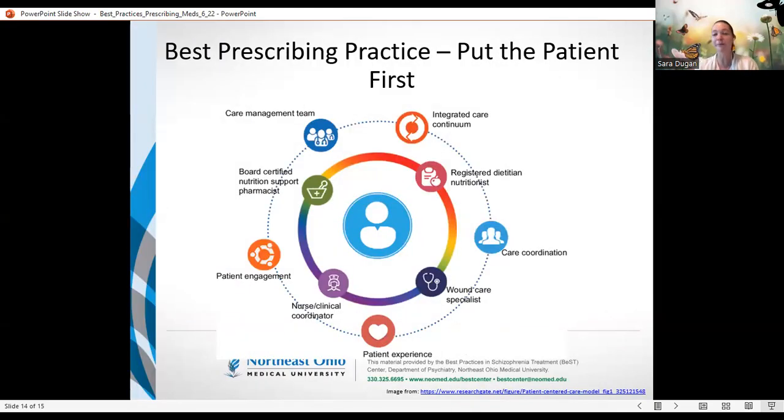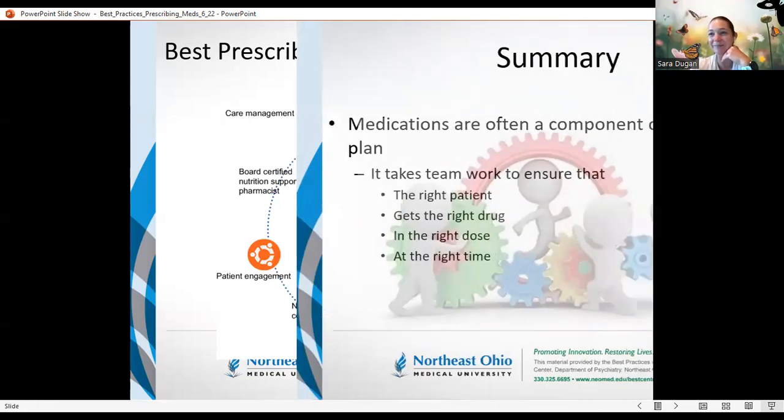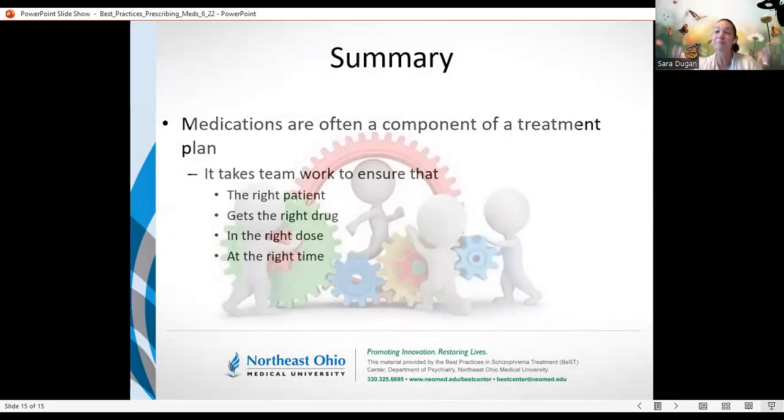Ideally, the best prescribing practice is to put the patient first, to make sure we're paying attention to them, because medications can be an important piece of the puzzle, but likely they're not going to be the only thing. So hopefully that's helpful to get the right medicine to the right patient at the right dose at the right time.